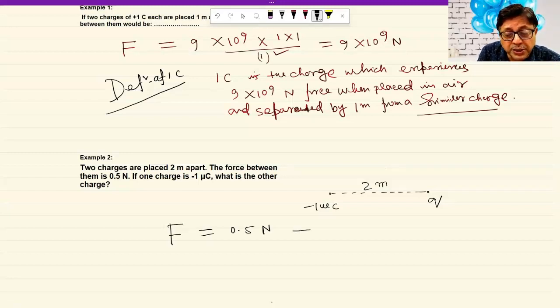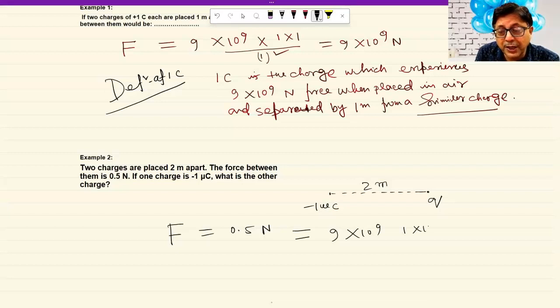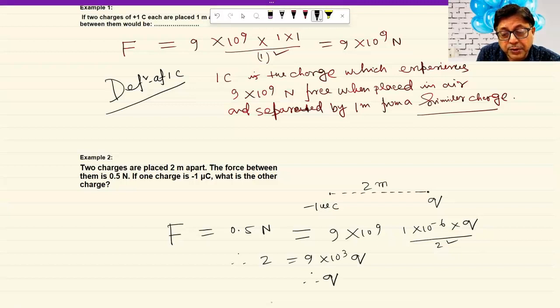By Coulomb's law, this force equals 9 × 10⁹ Q1 Q2, that is 1 × 10⁻⁶ into Q, by R square. It means 2 square. So you cross multiply: 4 × 0.5, 2 equals 9 × 10⁻³ Q. So Q is 2 by 9 × 10⁻³ Coulomb.